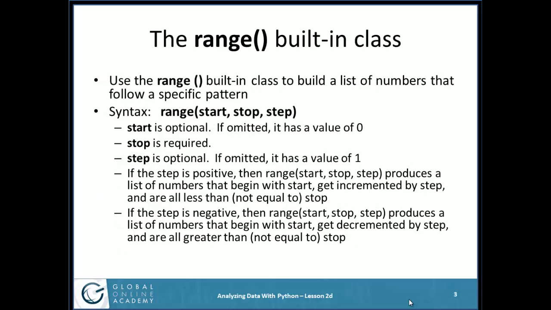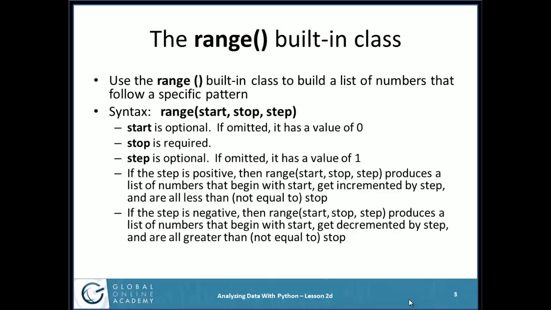Now the range built-in class is something that builds you a list of numbers that follow a specific pattern, and that's usually what we're going to want to do in a for loop. The syntax is the keyword range, and then in parentheses you can have up to 3 numbers: start, stop, and step. The start is optional. If it's omitted, it has a value of 0. Stop is required. And step is optional. If it's omitted, it has a value of 1.